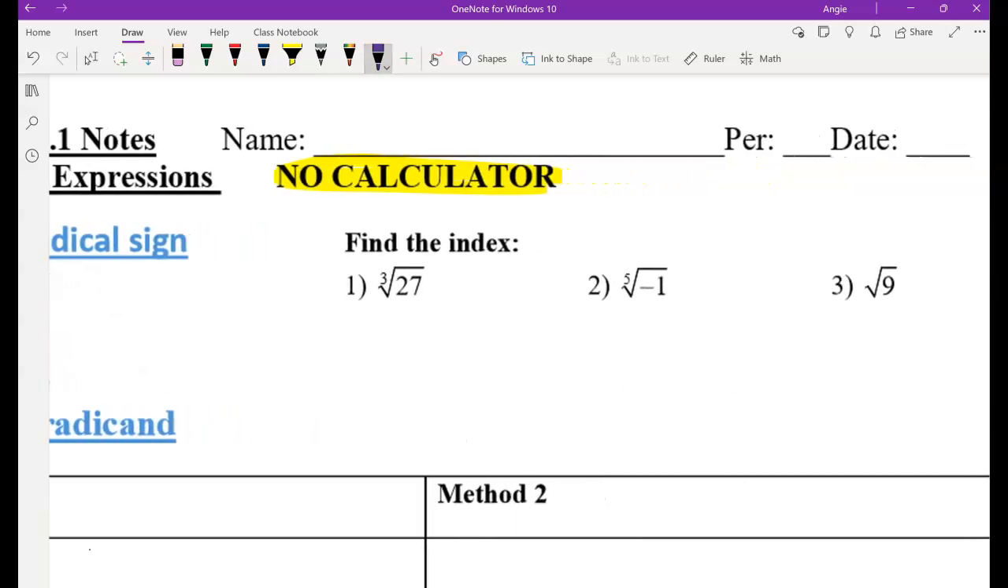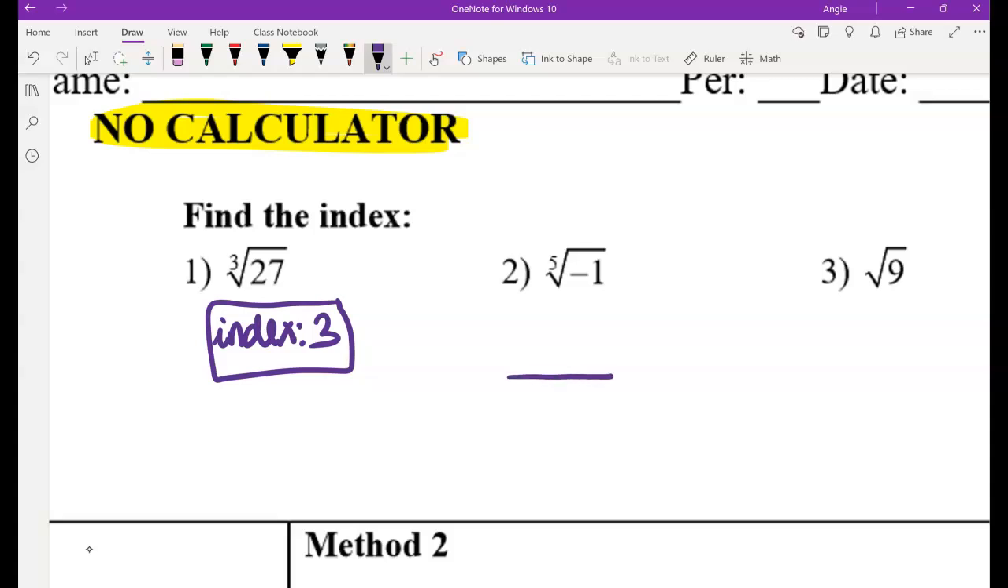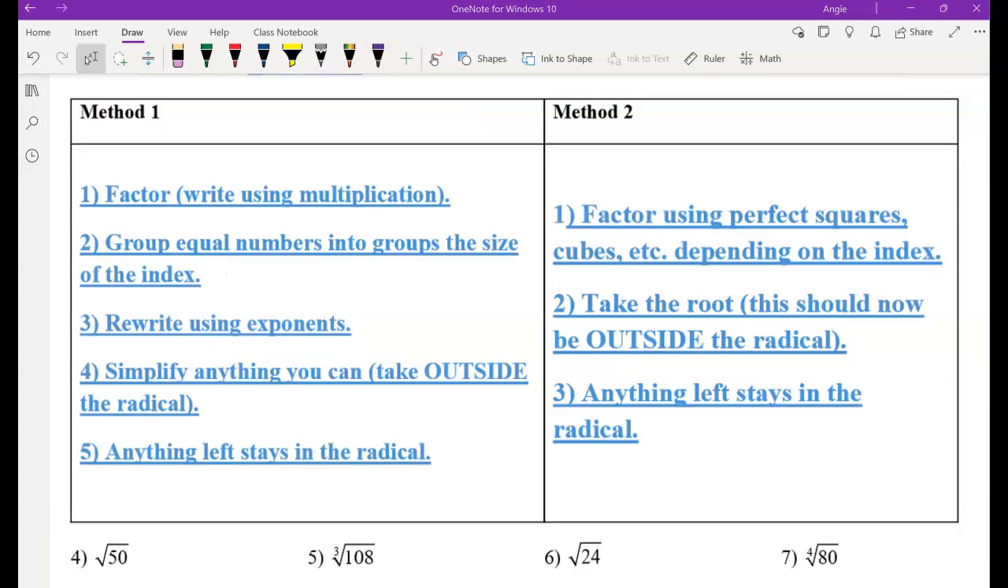Find the index. So examples 1, 2, and 3, all we are looking for are the indexes. Remember, the indexes are what's showing in the little pocket. In this case, guys, your index is 3. So number 1 index is 3. Now box that up because that's all they wanted to find. So go ahead and find the index for number 2 and index for number 3. Now remember, if you don't see one, then we read it as square root, and square root would have an index of 2.